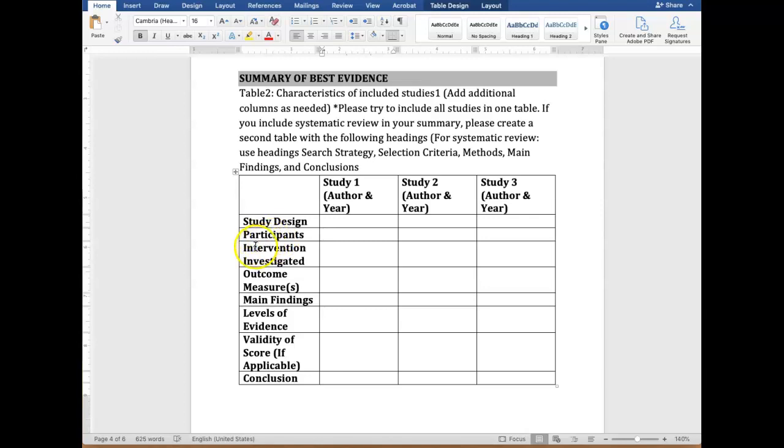In the intervention investigated, this assumes, number 1, that you have an intervention study. If you don't, just ignore it. But if you do have an intervention study, so they're doing some type of treatment, some type of rehab, you need to tell us what that intervention was. 6 weeks of a quad strengthening program, 7 weeks of oral medication. You have to tell us what that was, and ideally what you'll see is that the intervention investigated is consistent across all of the studies that you're using in your critical appraisal topic.